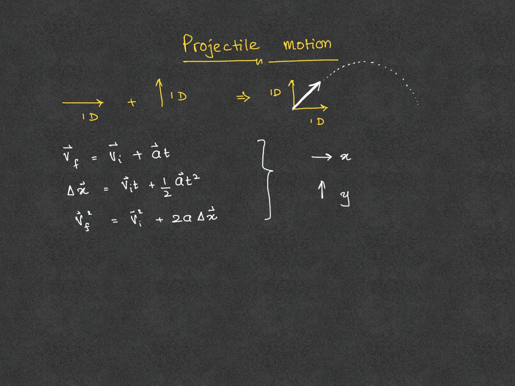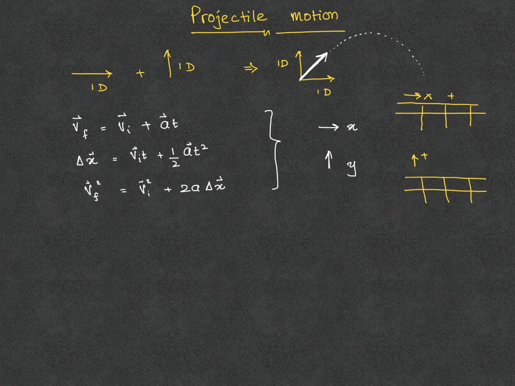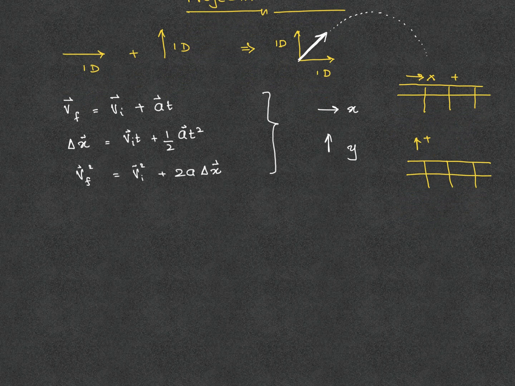If you remember from the first section, we used to set up tables, one for the x direction and one for the y direction, and we usually took the rightward direction for x as positive and the upward direction for y as positive. We are going to stick to the same, and it is essential that you either draw the tables or keep track of the two different motions along the x and y directions. Now, a couple of things that I want to mention here.